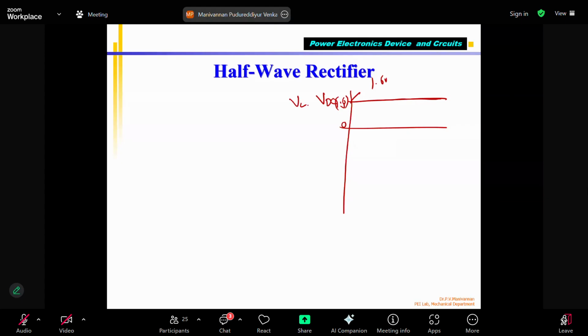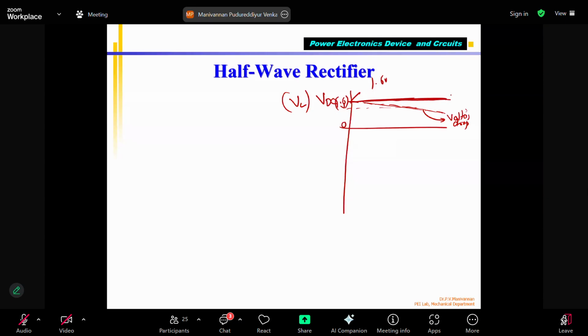This is called VL, the voltage across the load. Depending on load condition, it can fall like this. This is called voltage drop. It is not remaining constant, correct? If I increase the load, it can change, a dynamic condition. This is not acceptable. Voltage drop is not acceptable. What I want is a constant DC.